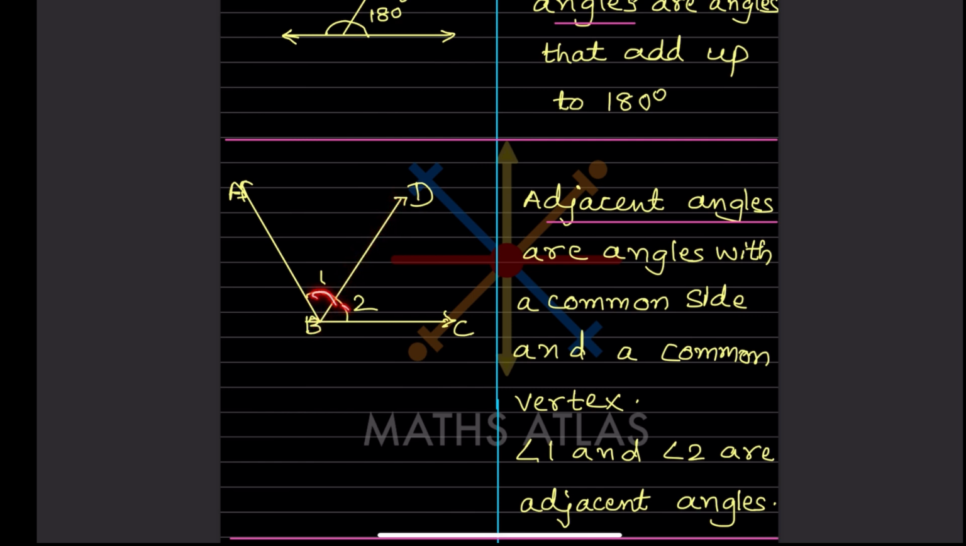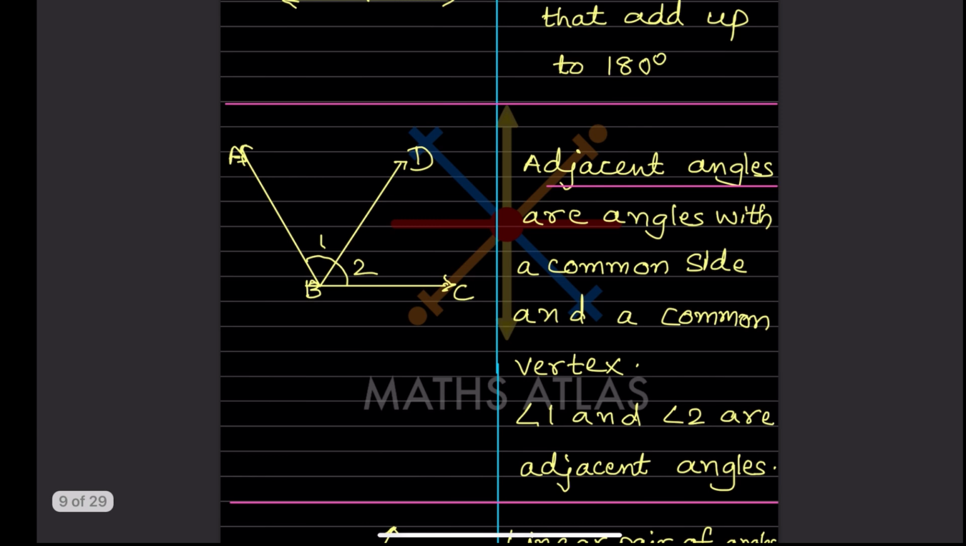So they are at the side here. So one is angle 1 and angle 2. They are the adjacent angles.